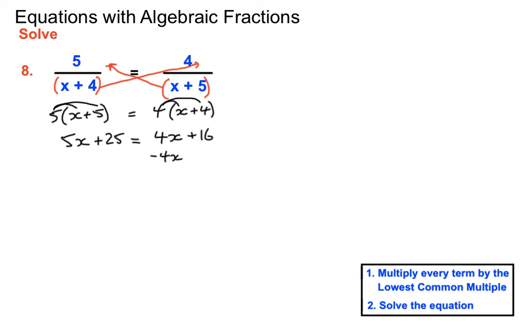We'll move the smaller letter term first. Minus 4x both sides leaves us with x plus 25 equals 16 because these will cancel out here. A plus 4x and a minus 4x will cancel. And then we'll just minus 25 both sides. And we'll get x equaling minus 9 when the plus 25 and the minus 25 cancelled out there.